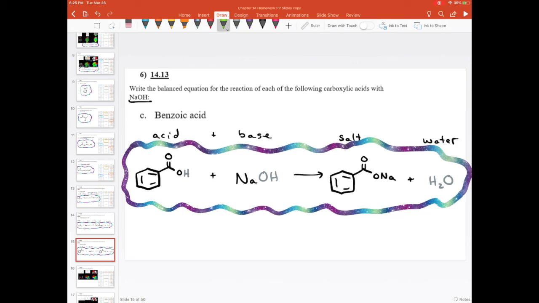Incidentally, this molecule that you get in the product is sodium benzoate. If you ever look in the ingredients for, say, like guacamole or also salsa, a lot of things that could easily go bad, they put sodium benzoate in as a preservative, and that's what it looks like.